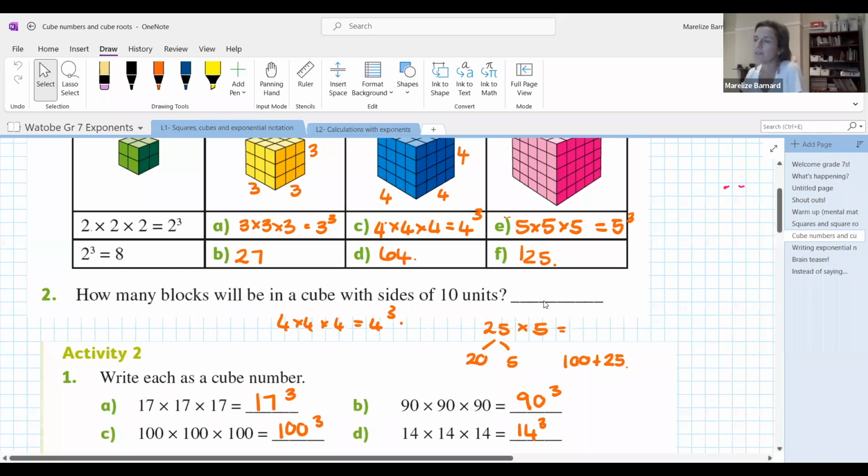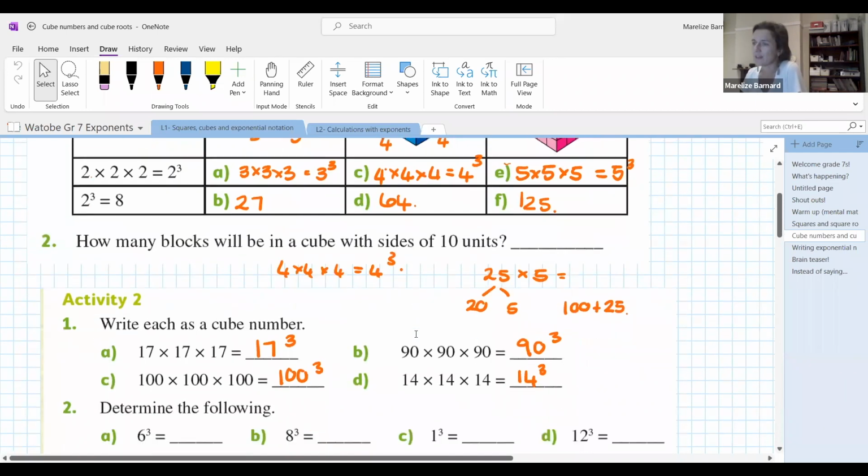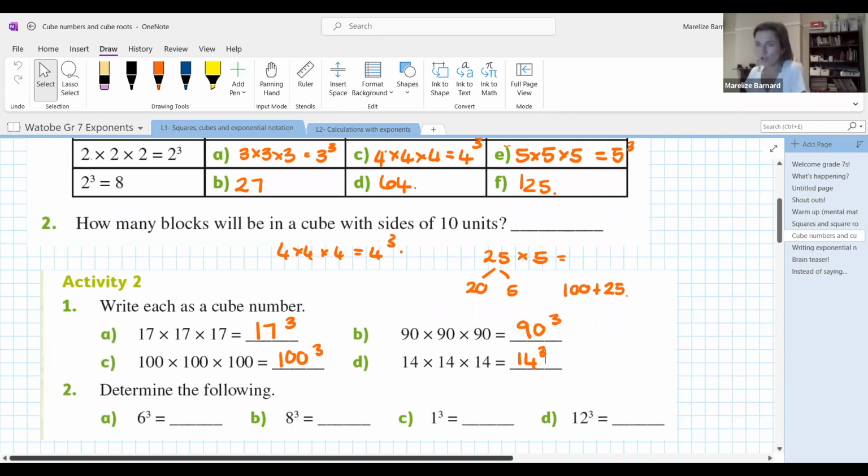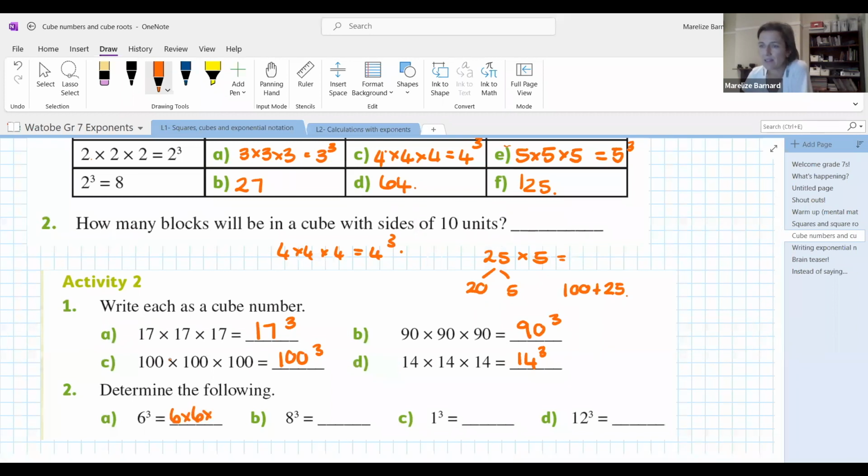Okay, so this is what we said. A squared number is a number times itself. So 4 times 4 will be 4 squared. So 4 times 4 times 4 will be 4 cubed. And these are called cubed numbers. So if we go quickly to this example here, 2a, 6 cubed. What do we mean by that? We say 6 times 6 times 6. And how much is that?